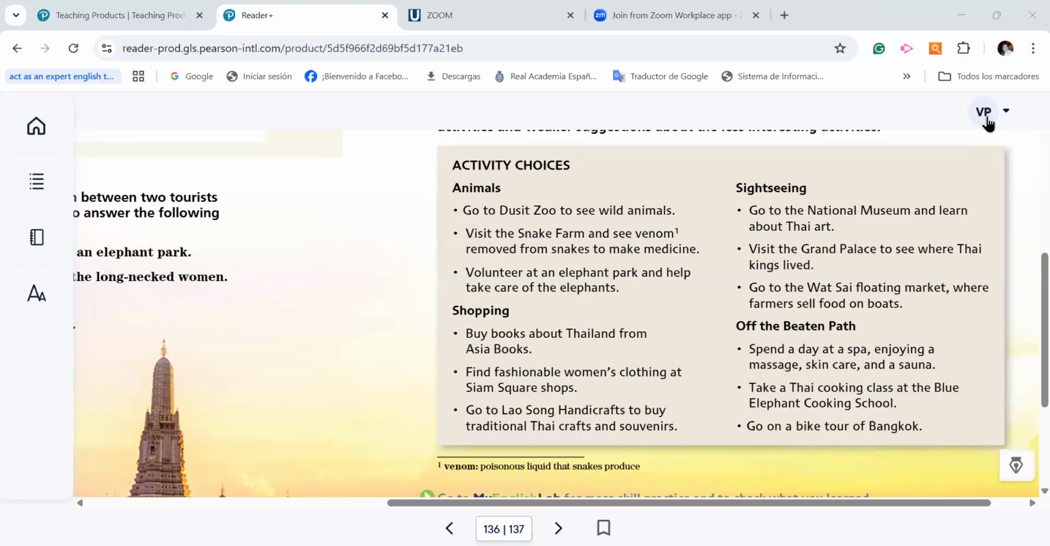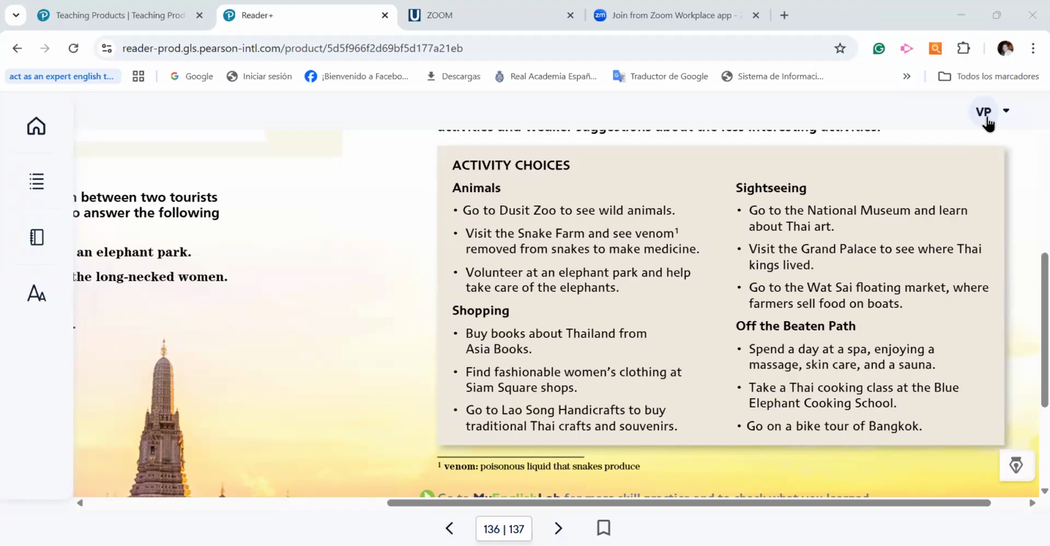Me, teacher. Choose often the beaten path. Well, for me, the strong one is to go on the bike tour of Bangkok. We should definitely go on a bike tour of Bangkok because it's a great way to explore the city and see local life. And the weaker one for me is to spend a day at a spa enjoying massage, skincare, and a sauna. We could spend a day at a spa enjoying massage, skincare, and a sauna if we want to relax and take a break. Okay, thank you.